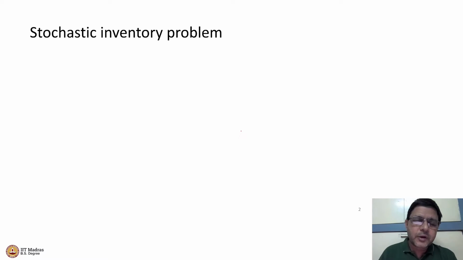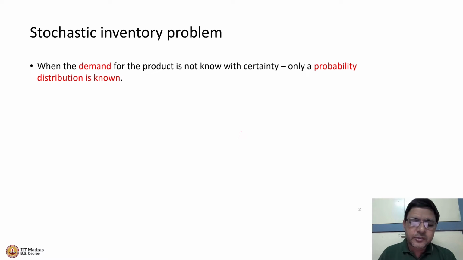So what are we looking at in the stochastic inventory problem? The most highlighting feature is that the demand is not certain. We don't know demand with guarantee. We probably only know the probability distribution of demand. That is known. Later on, we will probably relax that also. That's when we will get into Q-learning and all that. But right now we are assuming that the probability distribution of demand is known. So this is what differentiates it from the deterministic dynamic inventory problem.